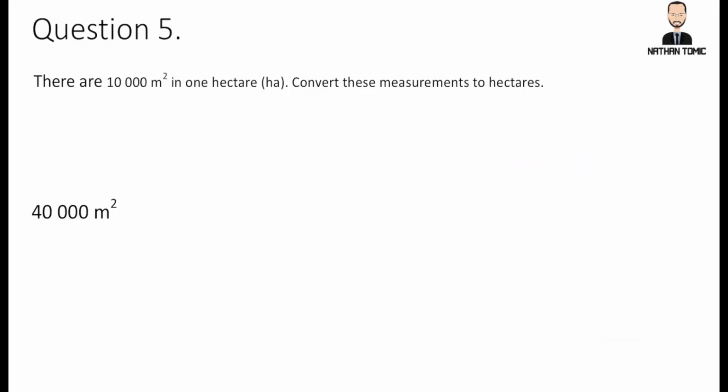Question 5. It says there are 10,000 metres squared in 1 hectare. It wants you to convert these measurements to hectares. So we have a number here of 40,000 metres squared. We want to know the number of hectares. So essentially what we want to do is divide the number given by 10,000. So again, 40,000 divided by 10,000. Now there is a better way, of course, to do this, but we might even just be able to look at that and go, well, 40,000 divided by 10,000, that's going to be equal to 4. So we're going to end up with 4 here, which of course is how many hectares there are.